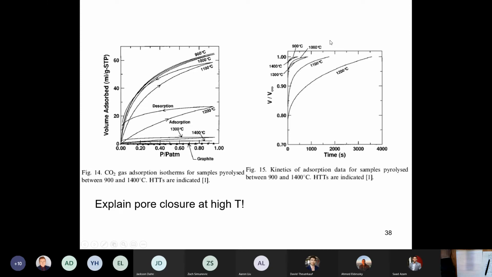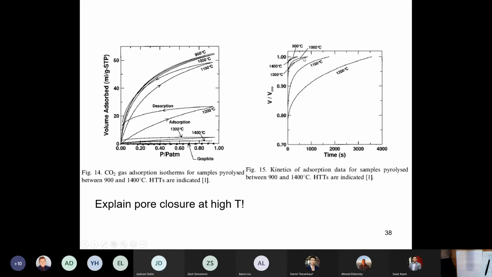Okay, so now let's take a look at this graph on the right here. So what is this? This is the time it takes for the adsorption to become complete. So at 900 degrees C, there's nothing telling you here about how long this took, right? But if you just step the partial pressure from 0 to 1, and then you watch and see how long it takes for the CO2 to reach its maximum, it doesn't take very long. It takes about 600 seconds at 900 degrees C for the pores to fill.